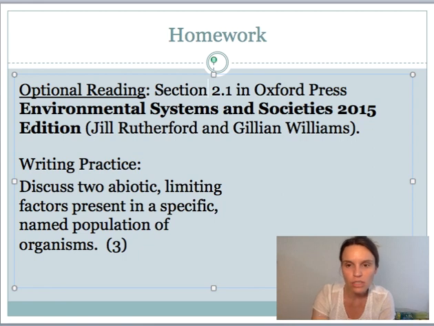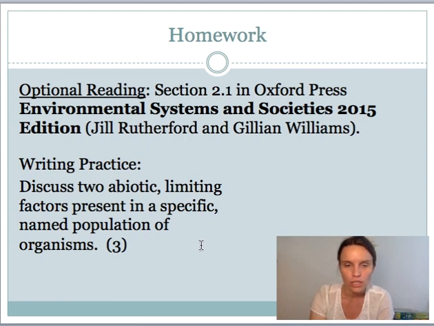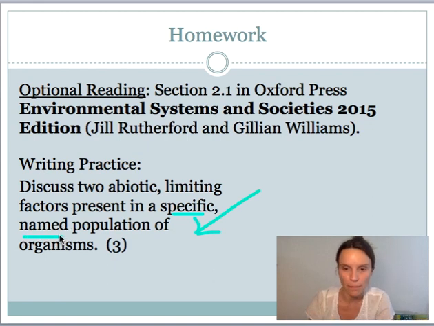And then the thing that you should definitely do, even if you're not following along in the book, is this writing practice activity. So I want you to look back over the information in this PowerPoint and discuss two abiotic limiting factors present in a specific named population of organisms. So remember, this is your example to give a specific named population of organisms. Make sure that you do that as succinctly and concisely as possible. You can do research on the internet if you want. You can look through the information in this PowerPoint if you want. When you think you have a good answer, move on to the review video for 2.1, and I will see you there.